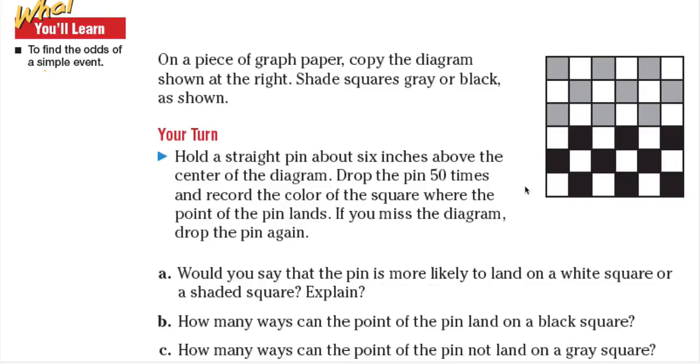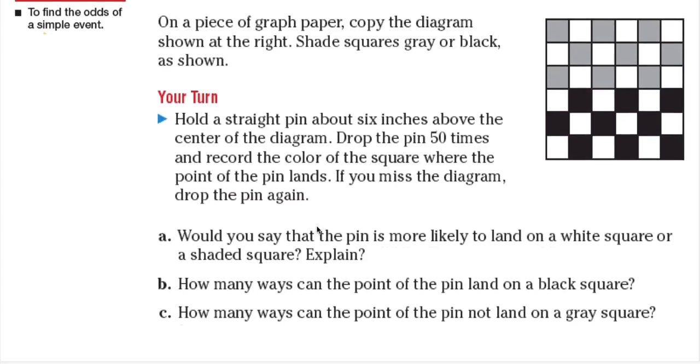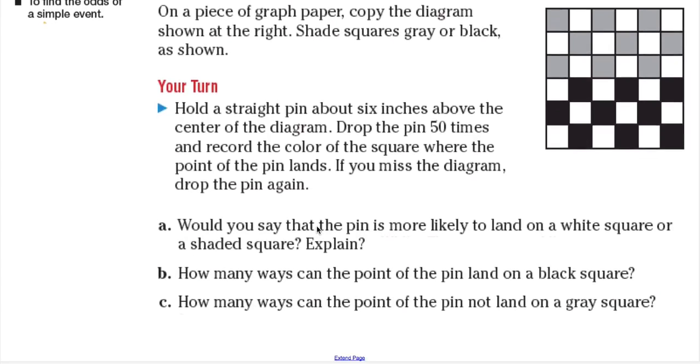Okay, if you have a pin, hold a straight pin about 6 inches above the center of the diagram, drop the pin 50 times and record the color of the square where the point of the pin lands. If you miss the diagram, drop the pin again. So if you do this exercise, drop the pin 50 times. Let's answer the questions after you drop the pin 50 times.